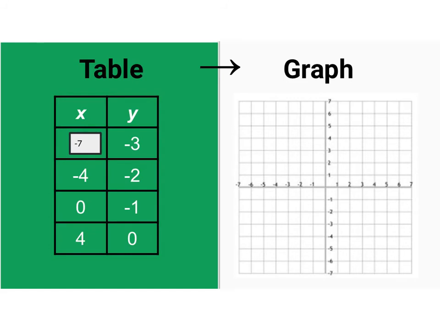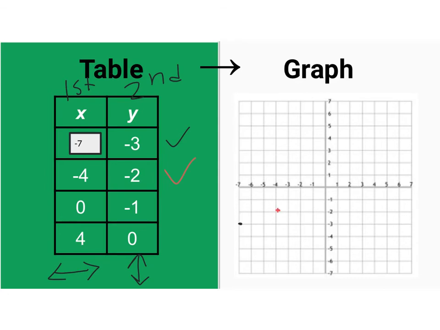Okay, so now when we're going from a table to a graph, we still deal with our x's first. So we're gonna go left or right first, and then we do our y value second, which is where we're gonna go up or down. So if I look at this first ordered pair of -7, -3, I'm gonna go left 7 and down 3 and put a dot. So that's my first ordered pair. My second ordered pair of -4, -2. I'm gonna go left 4 and down 2.